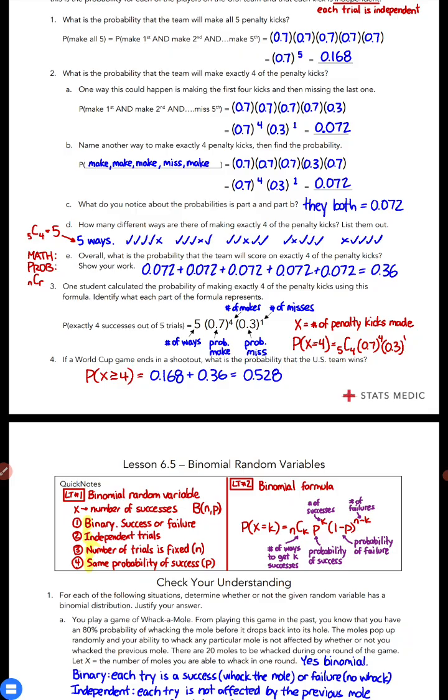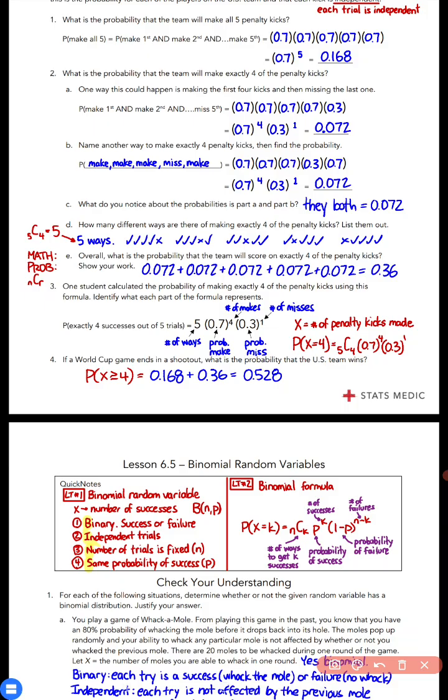One way this could happen is that they make the first 4 kicks and they miss the last one. So what we would multiply together here is 0.7 times 0.7 times 0.7 times 0.7. That's they make the first, second, third, and fourth kick.